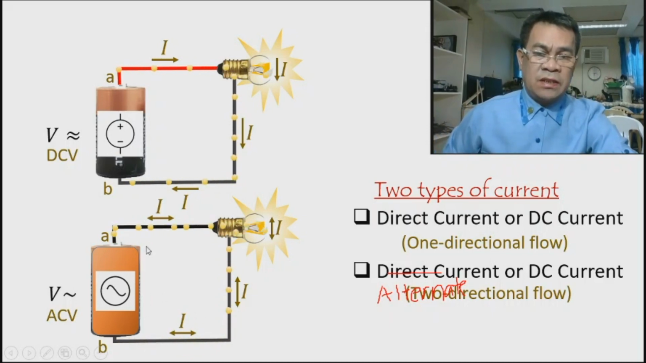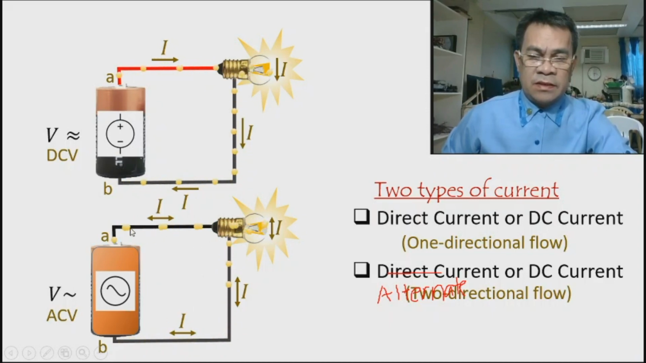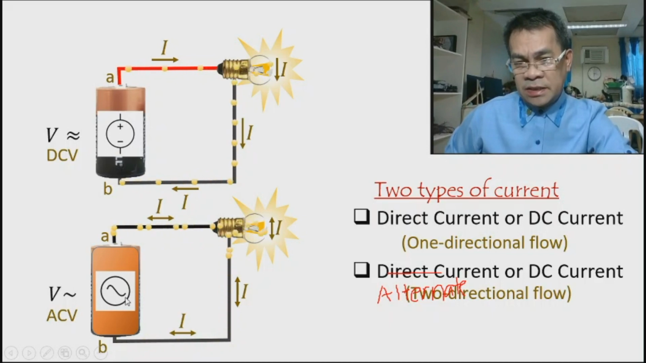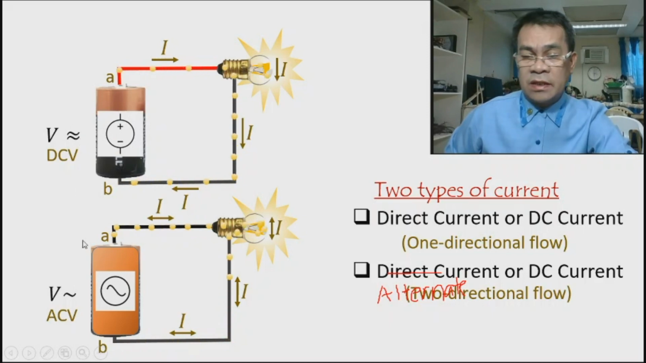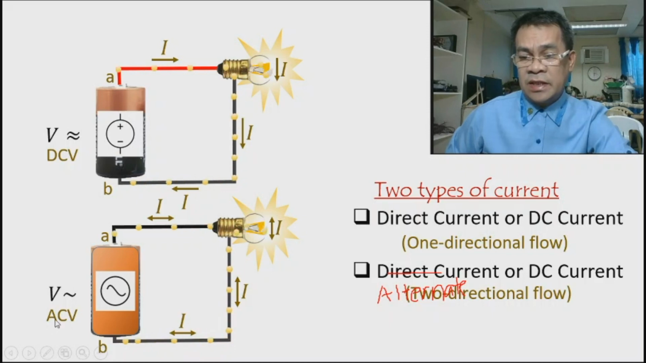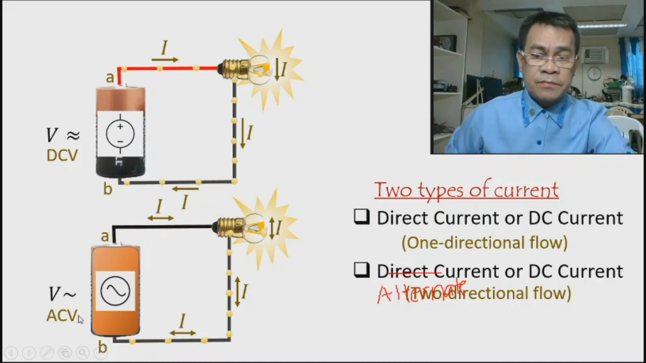The frequency of changing direction, we call that the frequency of the current. The symbol for the AC is one wave. This is two waves, meaning we have the positive and the negative, so this one is only one. Therefore this is ACB. ACB means alternate current voltage.